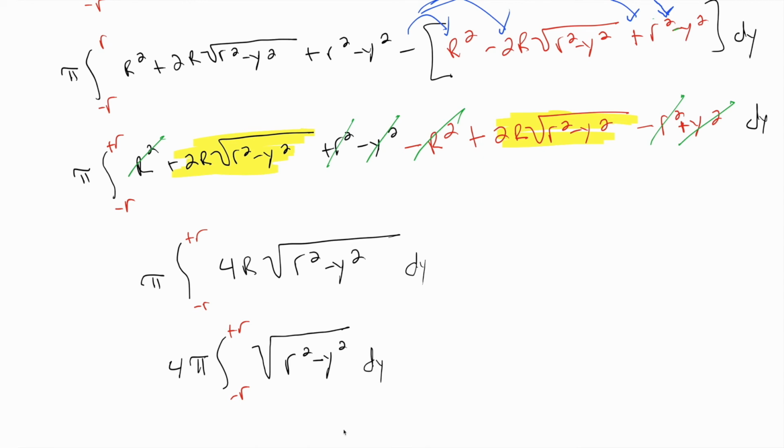All right, the next part is a bit of a trick. So this guy right here is kind of the equation of a circle. Let's think about this basic equation of a circle: x squared plus y squared equals r squared. If we isolate x squared, we're going to go minus y squared on both sides. Then you're going to get x squared equals r squared minus y squared. Then take the root of both sides, plus or minus root. Then you end up with x equals plus or minus the square root of r squared minus y squared.